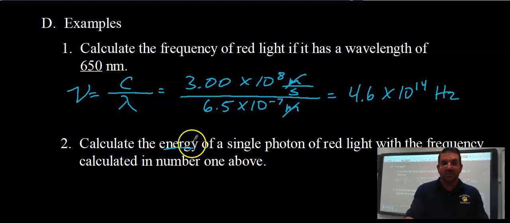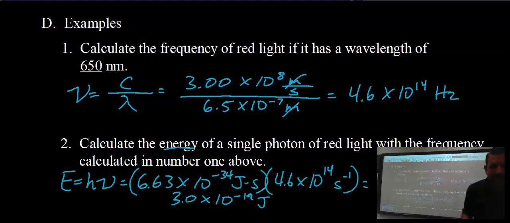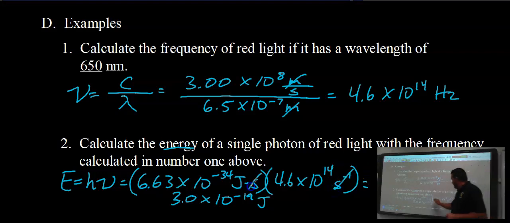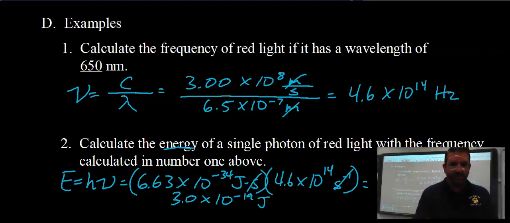Go ahead and use those to calculate energy. Please pause the video and do that now. So notice when I plugged in the frequency, I did not plug it in as hertz, I plugged it in as per seconds so that the units cancel. Remember, this is the same thing as 1 over a second. So that cancels there. We're left with joules, 3.0 times 10 to the negative 19th joules.